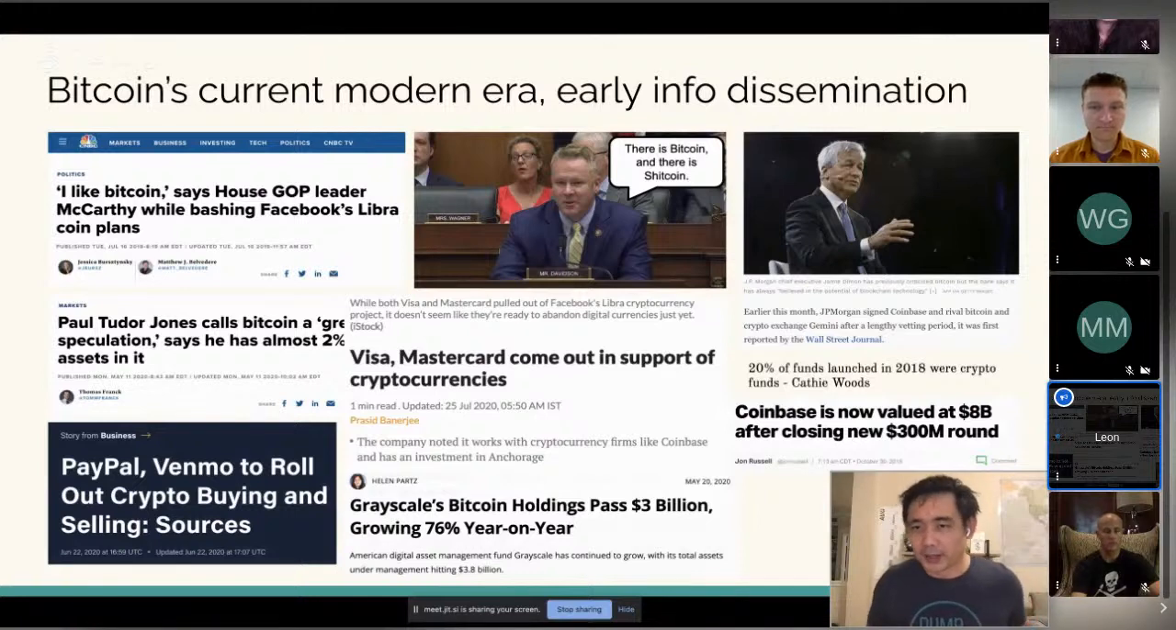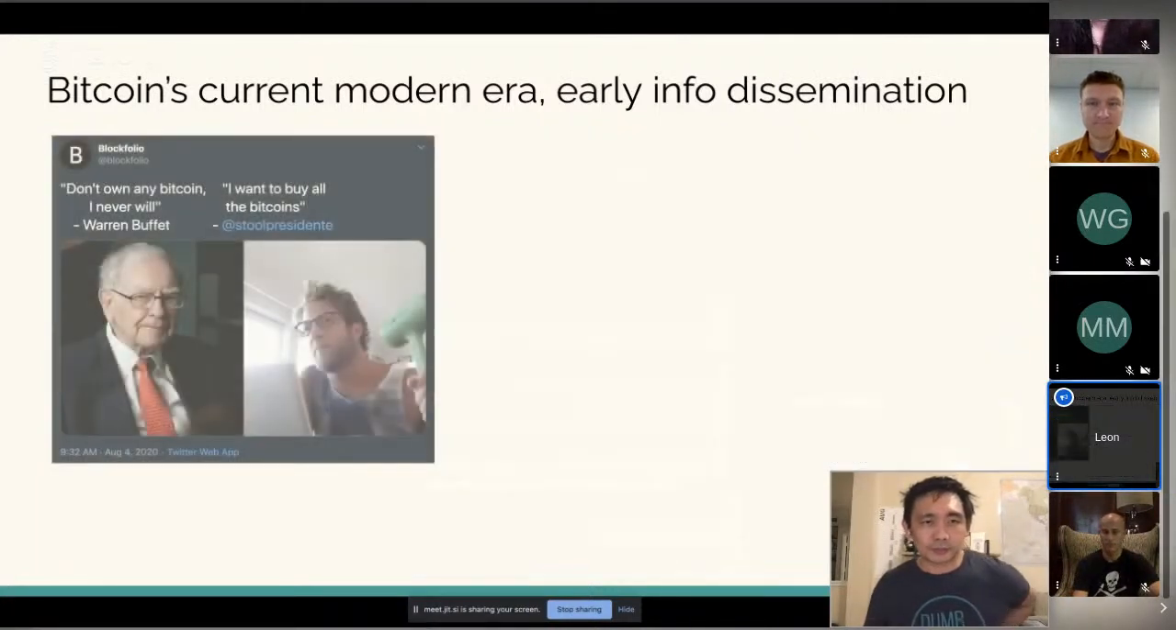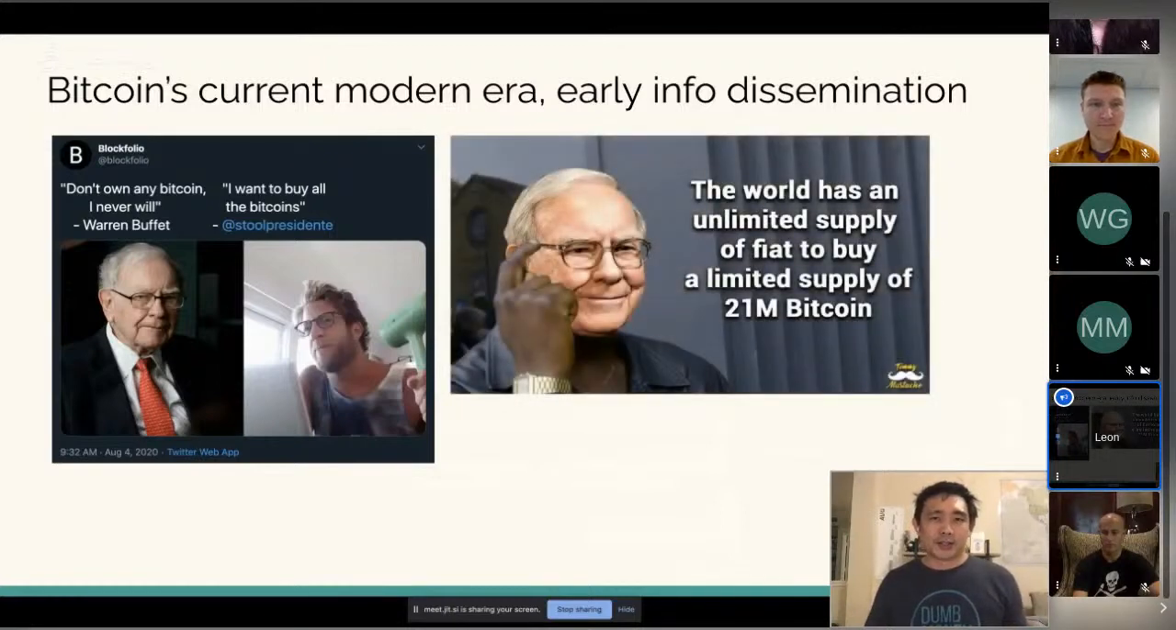Oh, a little quote from Cathie Wood from ARK Invest: 20% of funds launched in 2018 were crypto funds. Oh, and Paul Tudor Jones, basically, he was one of the first major institutional investors to invest in Bitcoin, apparently 2% of his assets. So Bitcoin's early info dissemination is still going on.